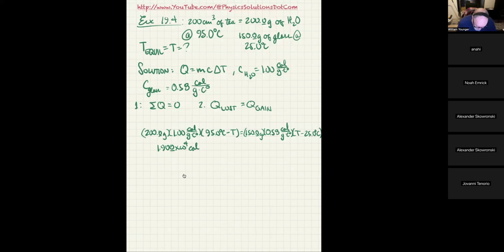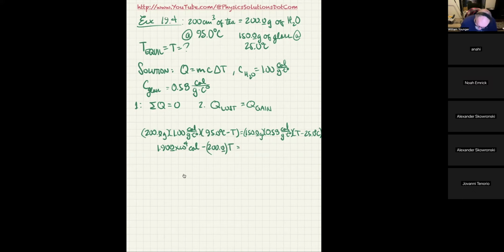Now I'm also going to take that 200 grams, multiply that by 1.00 calories per gram Celsius degree, and then multiply that by T. So in this case, I'm going to get 200.0 times T. Now, technically, the unit left will be calories per Celsius degree times T, but I'm going to leave that off because it's kind of a pain to write. So the units of that 200 is calories per Celsius degree.